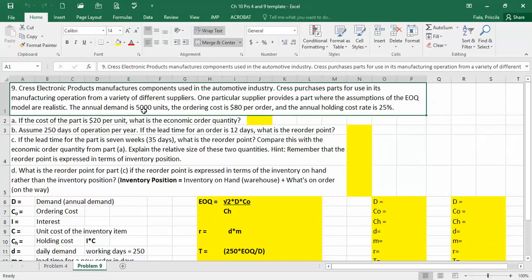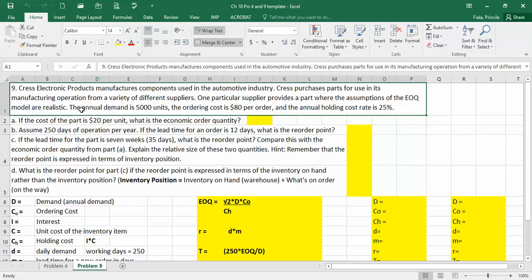The annual demand is 5,000 units. The ordering cost is $80 per order, and the annual holding cost rate is 25%. And right here, you also see the cost of the part is $20 per unit, and assume 250 days of operation per year. So you have actually got all the information you need.